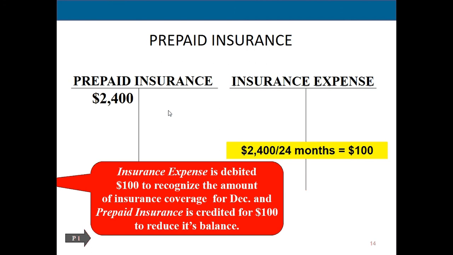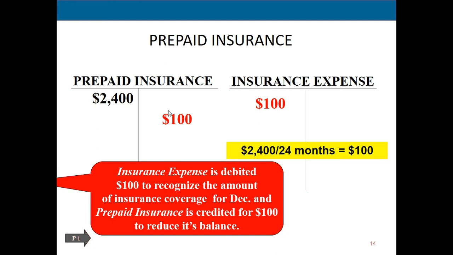The insurance expense account is going to be debited $100 to recognize the amount of insurance coverage for December. Therefore, the prepaid insurance account is going to be credited by $100. And here's what that entry is going to look like. So after we do the journal entry, we post it to the ledger, right? This is what's going to happen.